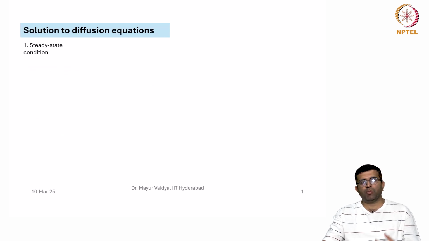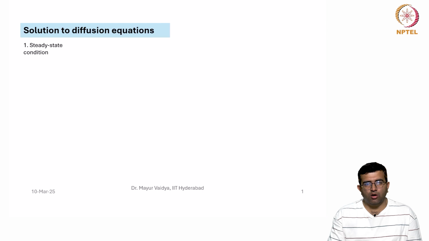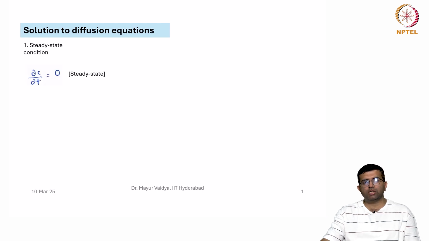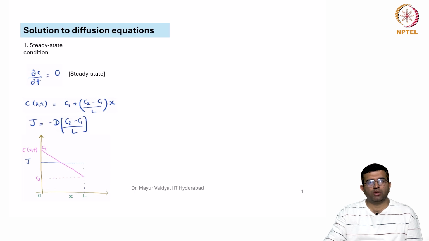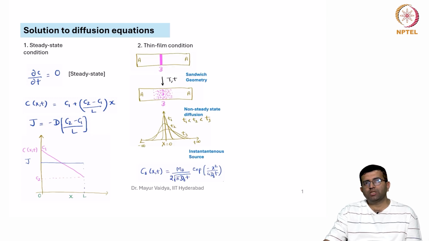Then we applied these Fick's laws to various diffusion problems. In the steady state condition, we saw that dou c by dou t is 0, and we could derive the simple equation for the concentration as well as for the flux. So you see that the flux is independent of x here, whereas the concentration is linearly dependent on x. Then we started taking several non-steady state problems.